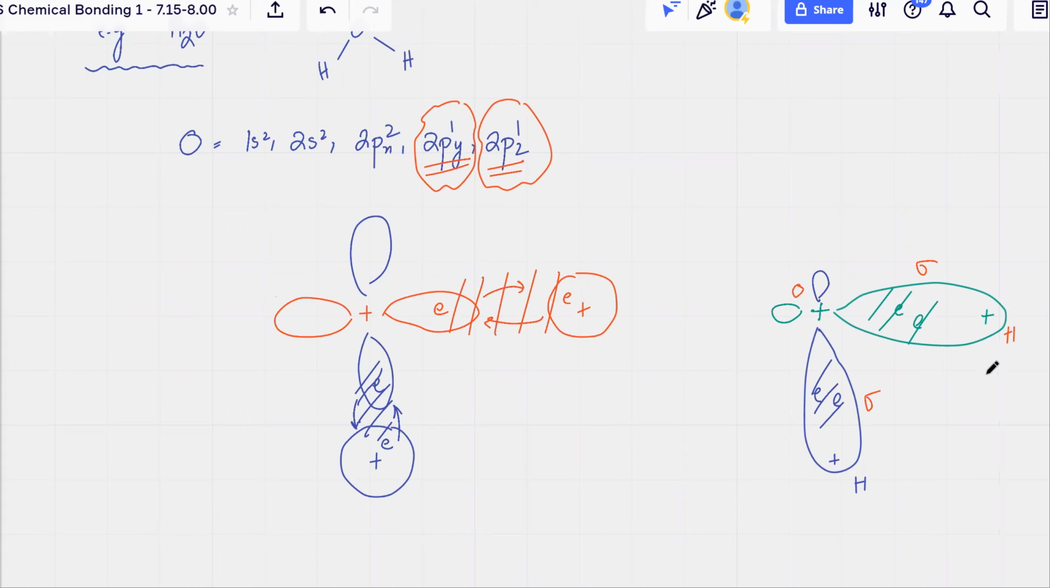Is this clear? Rubab, Nabila, is this clear? Mariam, Hania, is this clear? Yes, sir.